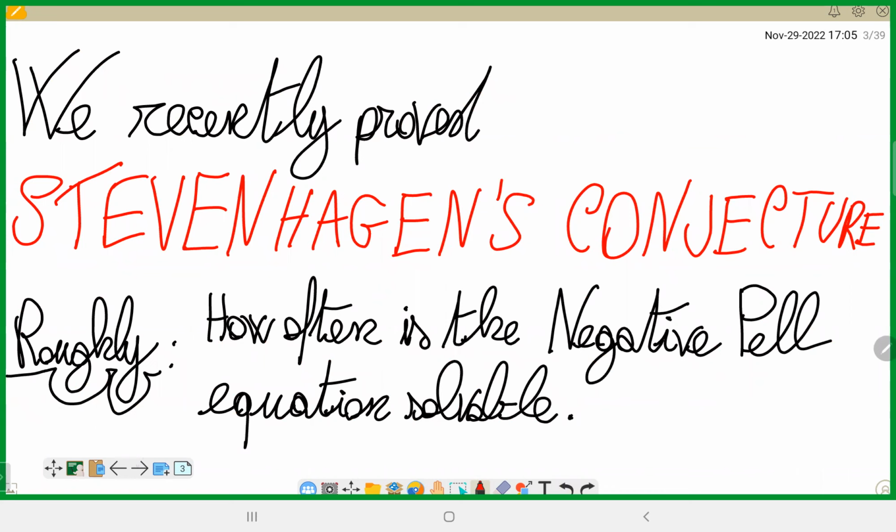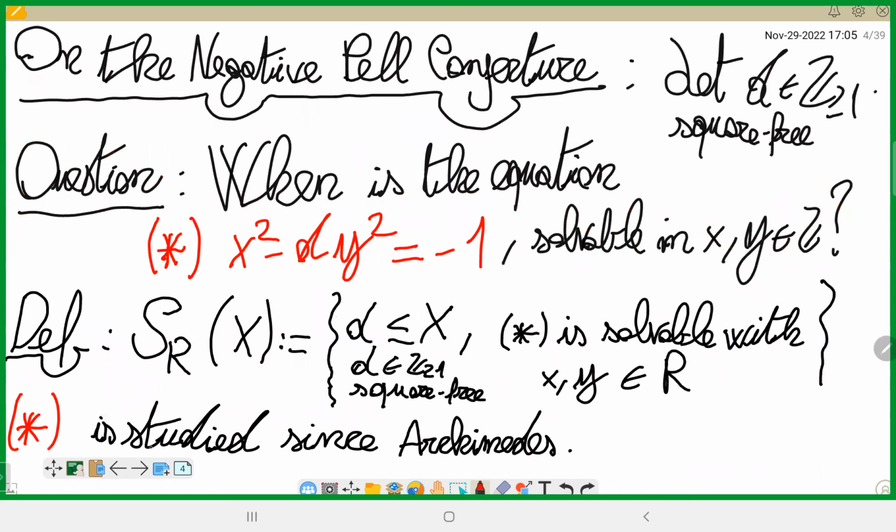So let me introduce the equation. Let's say that I take a square-free integer. This question actually makes sense also for non-square-free integers, but in today's talk we will focus on square-frees. A positive square-free integer d, and then the equation (*) is this one: x squared minus d y squared is -1, and you are trying to solve it with x and y in Z.